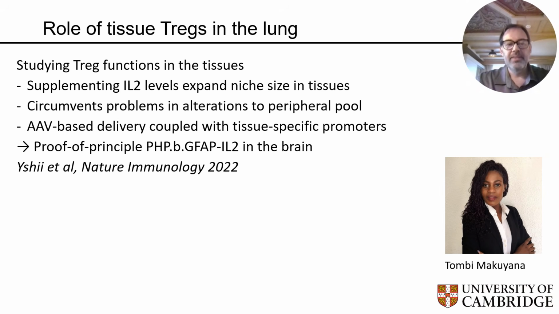Now, we can deliver this IL-2 into different tissues using an adeno-associated viral vector-based delivery system coupled with tissue-specific promoters. And a proof of principle of this was our use of the PHPB GFAP promoter, where we could deliver IL-2 to the brain and boost regulatory T cell numbers in the brain only.